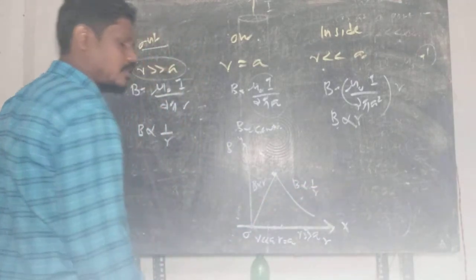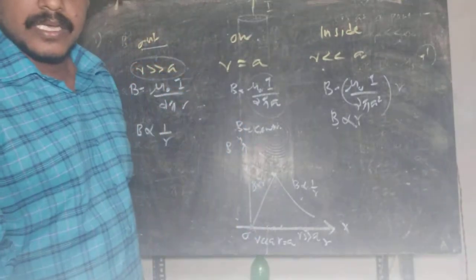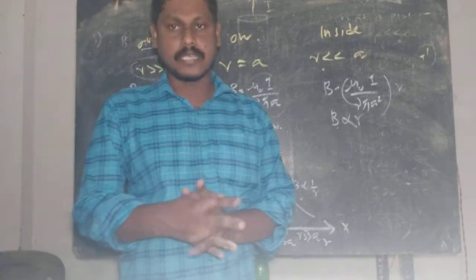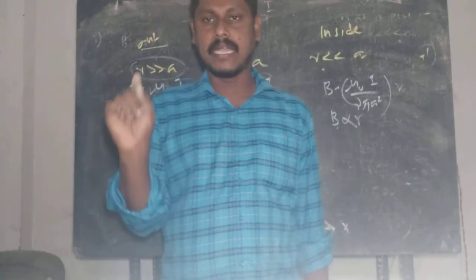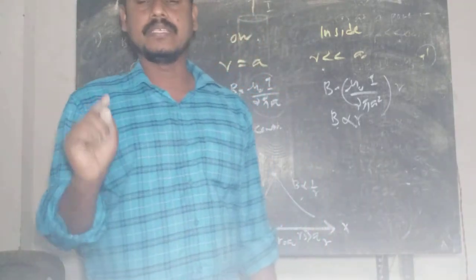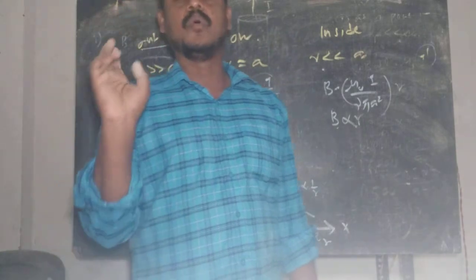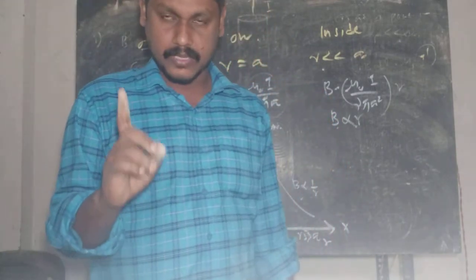So this is the plot of the variation of magnetic field about this straight wire with distance from it, using Ampere's circuital theorem. What is Ampere's circuital theorem? The line integral of magnetic field over an entire loop is equal to mu 0 times the current enclosed, provided the loop is in a plane perpendicular to the direction of current, which we have taken along the conductor.